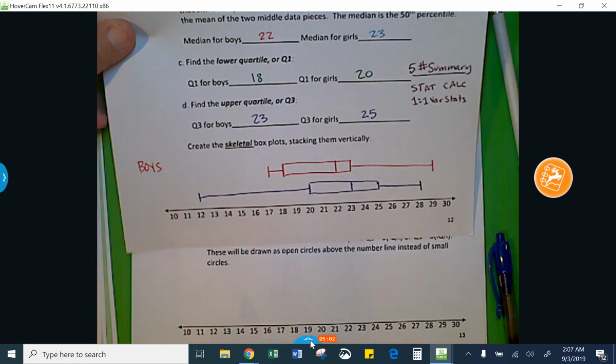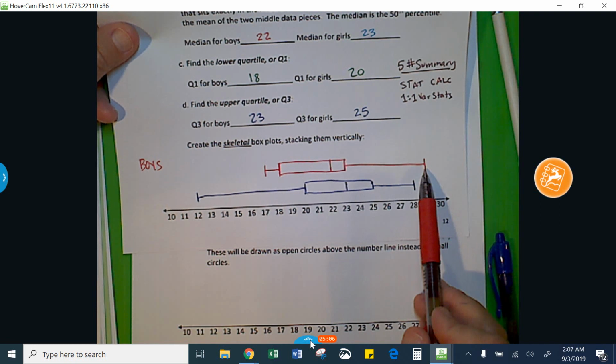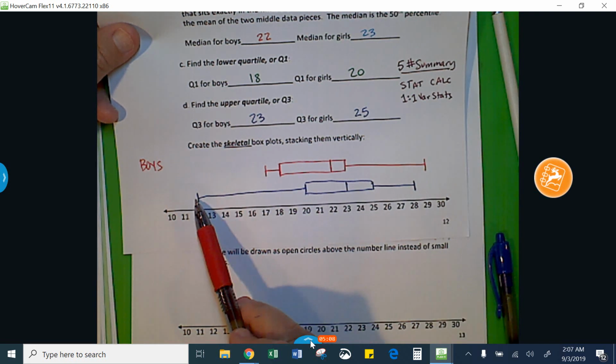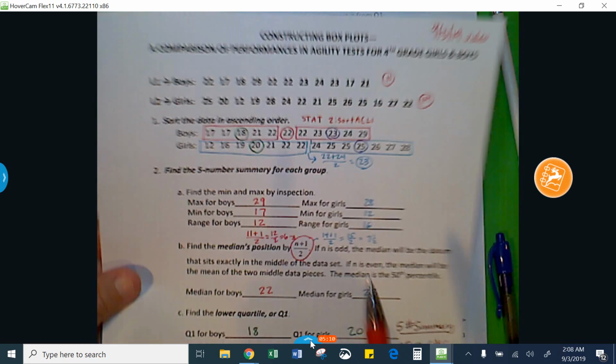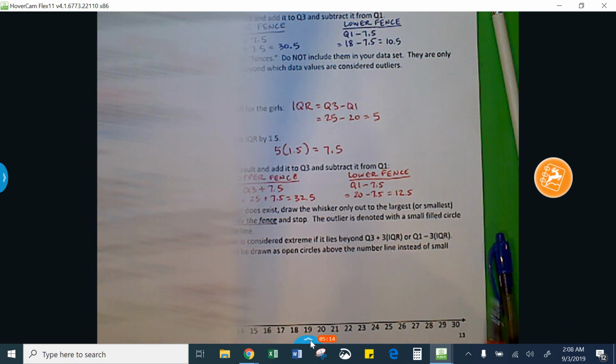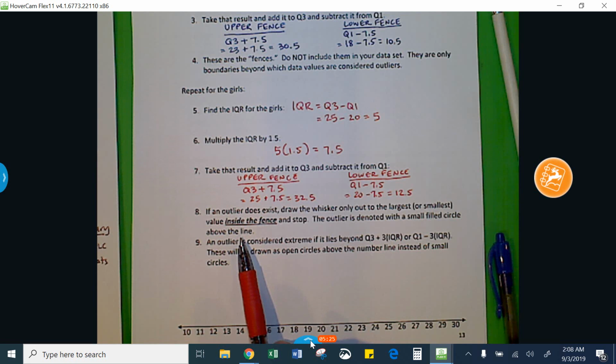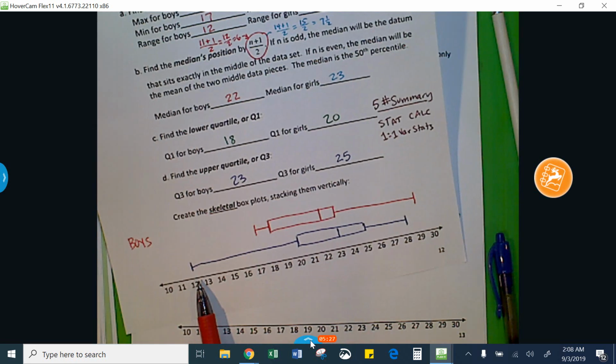So I'm going to show the page from before. On here we went all the way out to the maximum numbers here to the minimum numbers here. Now what we're going to do is figure out in the fence if there's any of these that we're going to count as outliers. So if we do find an outlier, what we're going to do is show that with a small filled circle instead of the whisker going all the way out to the data value.